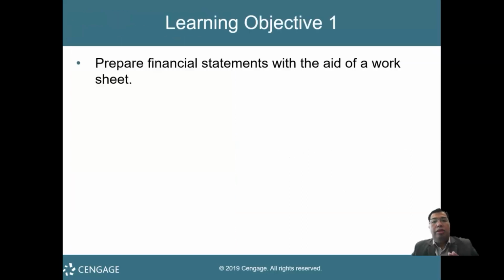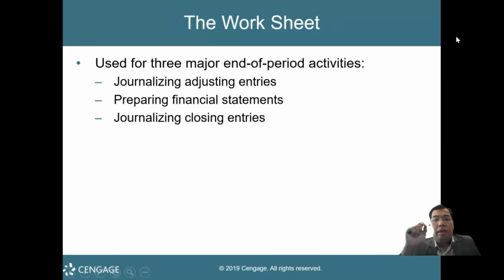What we're going to do today is prepare financial statements with the aid of a worksheet. This is what we did last week, so this is just a recap and I'm going to go very fast here. For the worksheet, we use three major end-of-period activities. There is journalizing adjustments, then week 6, preparing financial statements, and today we're going to do journalizing closing entries. The third one is journalizing closing entries.